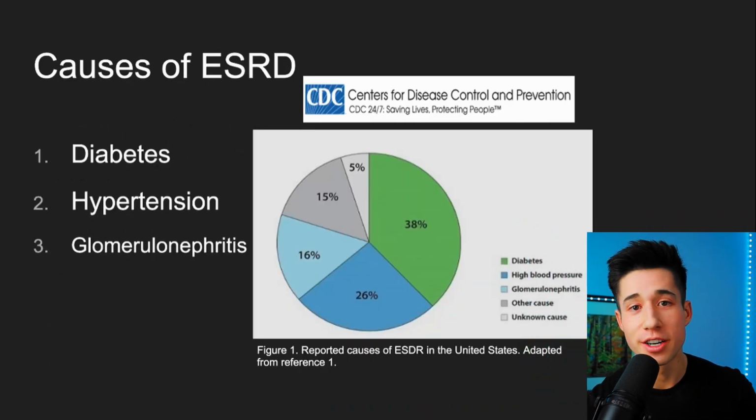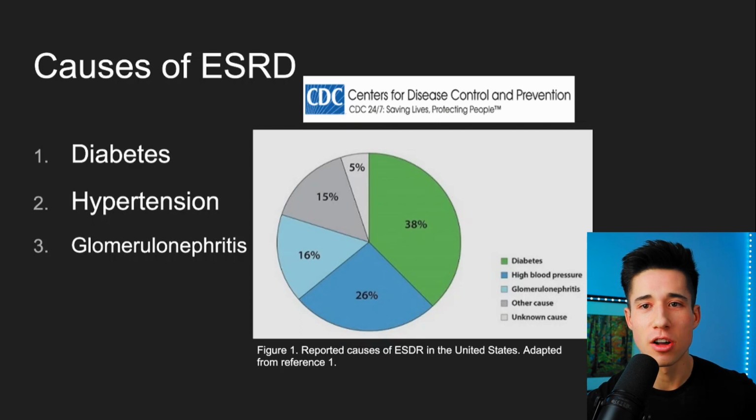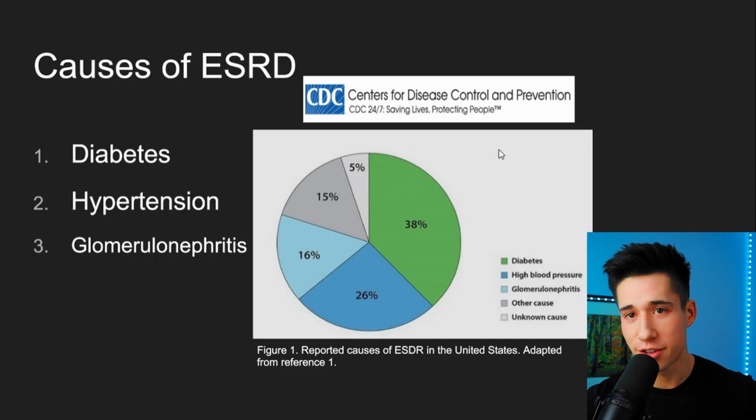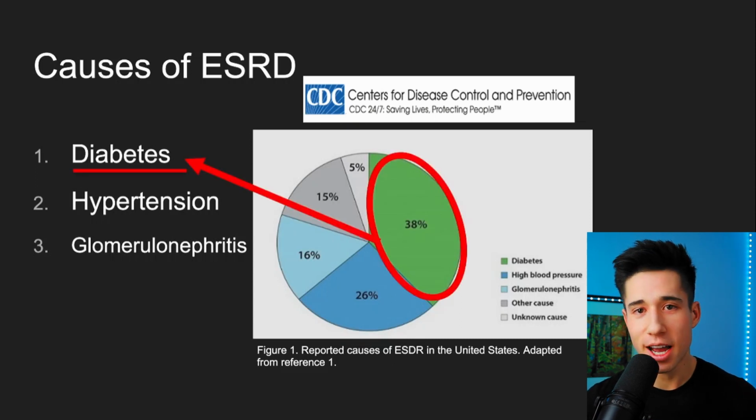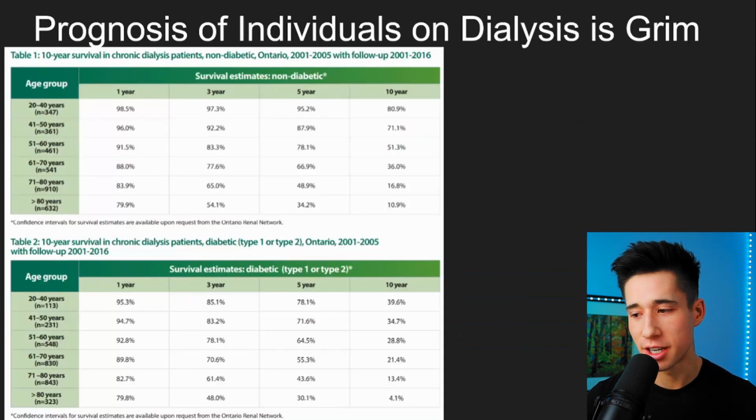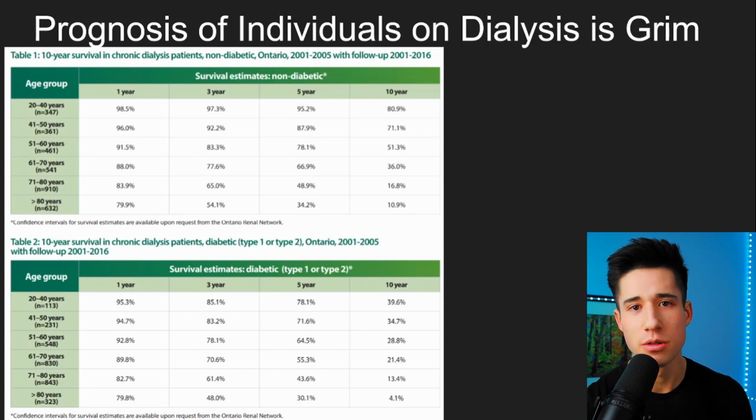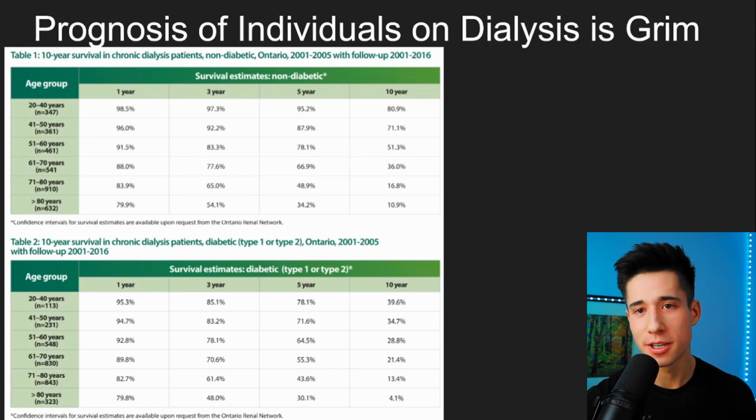The leading causes are diabetes, hypertension, and glomerulonephritis, right? Those diseases are what cause people to develop end-stage renal disease. And today I'm going to be focusing my attention specifically on diabetes, which is the leading cause. First of all, let's take a look at the prognosis of individuals with diabetes on dialysis, and let's compare their prognosis to individuals who do not have diabetes who are on dialysis.